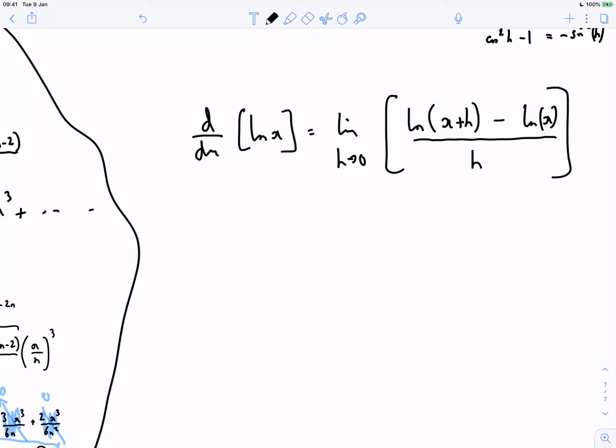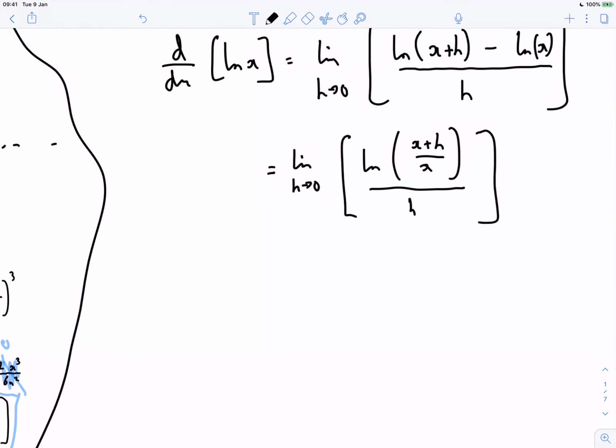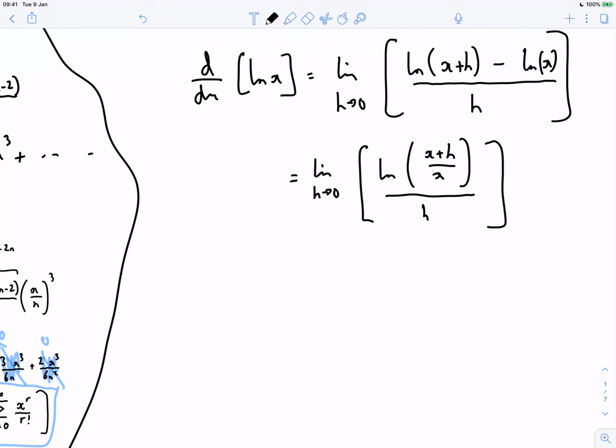Okay, we can now use our logarithm rules. So this becomes the limit as h tends to 0 of the natural log minus another natural log, which just means this can be a combined log of (x plus h) over x. And this is all over h. And now, what have we got? Well, the fraction inside the ln, we can simplify that down as ln of 1 plus h over x. And this is all over h, so this is actually to the power of 1 over h. And this is the limit as h tends to 0.